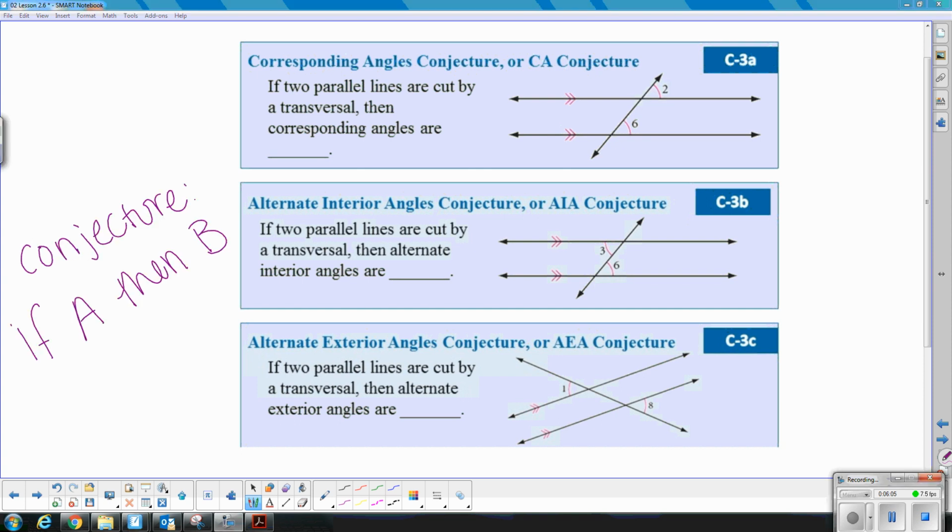This first one is the corresponding angles conjecture, or we call it the CA conjecture. If two parallel lines, here are our two parallel lines, are cut by our transversal, here is our transversal, then what is true about the corresponding angles? Angle 2 and angle 6. Those two angles are congruent.